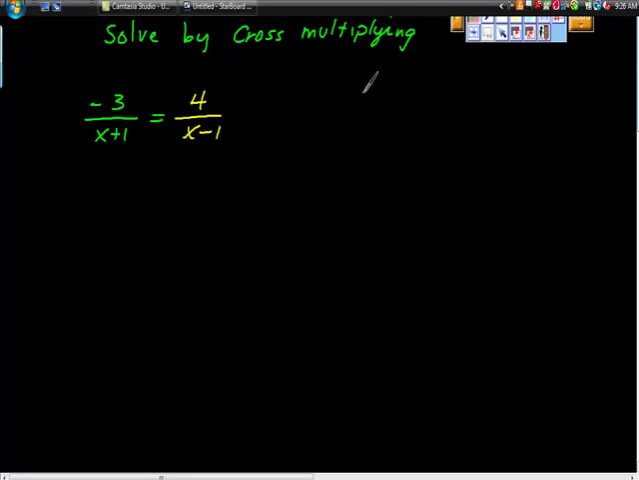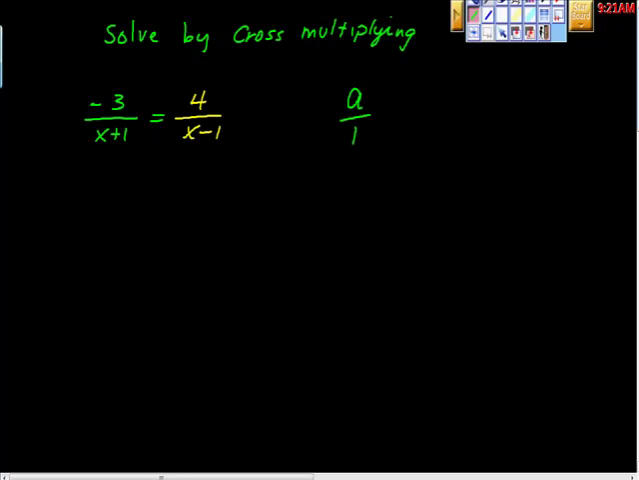Because of the means extremes theorem, which says that A over B is equal to C over D if and only if this is true. And what's true? Yeah, exactly. AD is equal to BC, right? And we proved that.